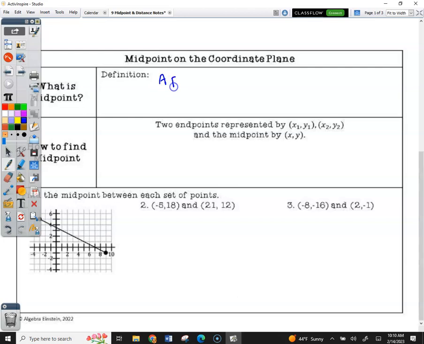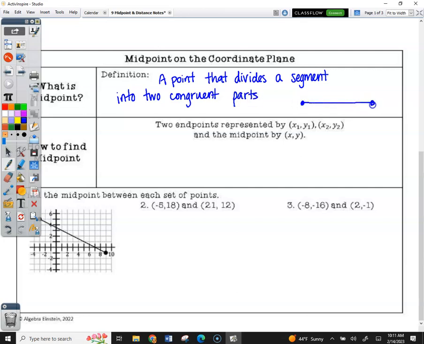What is a midpoint? It is a point that, here's the formal definition, divides a segment into two congruent parts. And here's a visual. I'm going to do capital M for midpoint. It's cutting it in half.